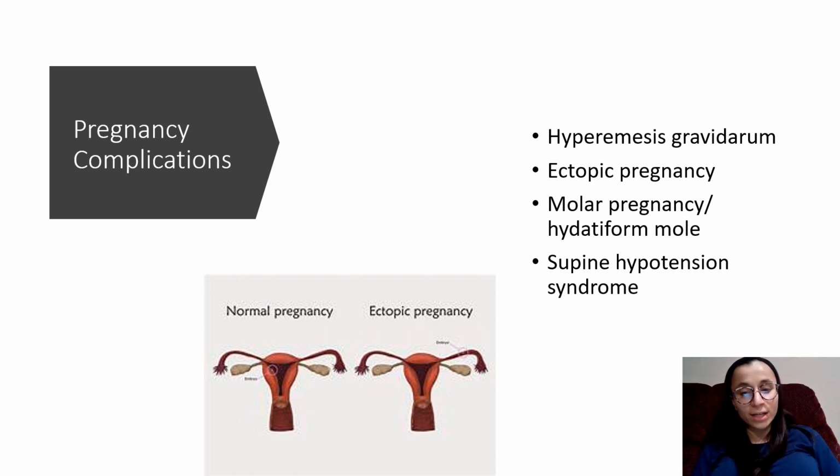Another pregnancy complication is supine hypotension syndrome. It usually occurs in the third trimester. It's basically when you lie down and, because you have a big abdomen, the weight is compressing the vena cava, causing hypotension and tachycardia. What you want to do is immediately reposition them and turn them to their side, so that the pressure goes off the vena cava.